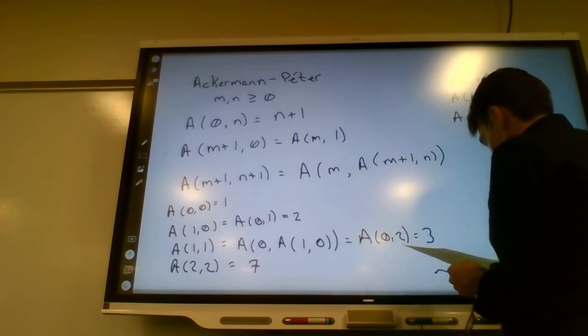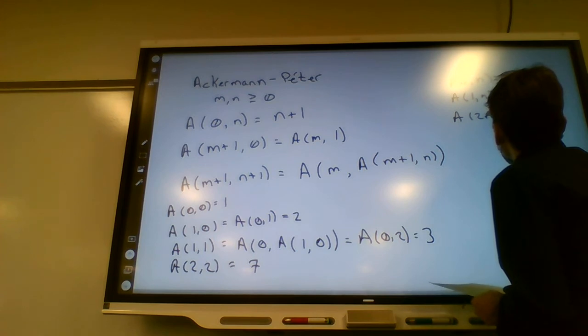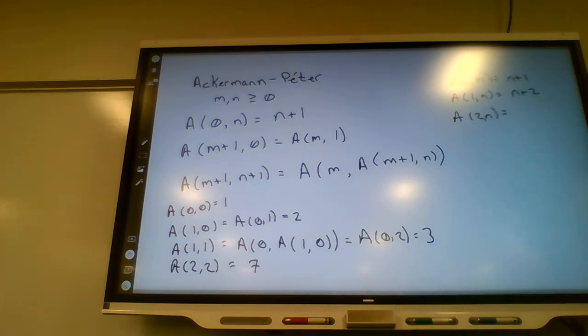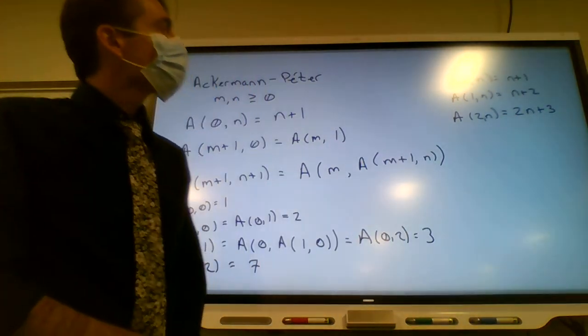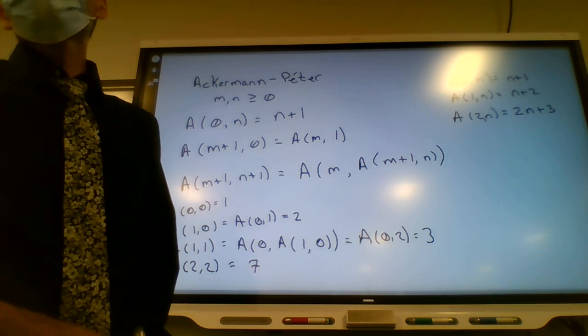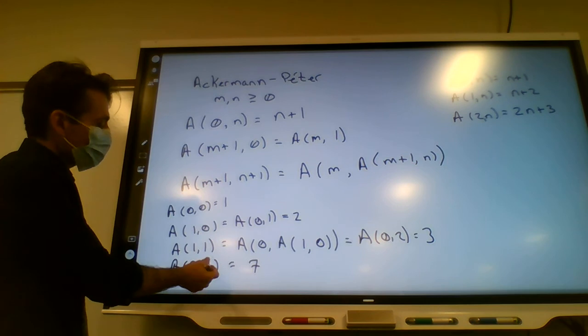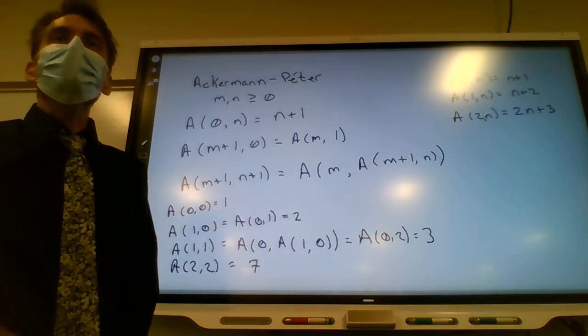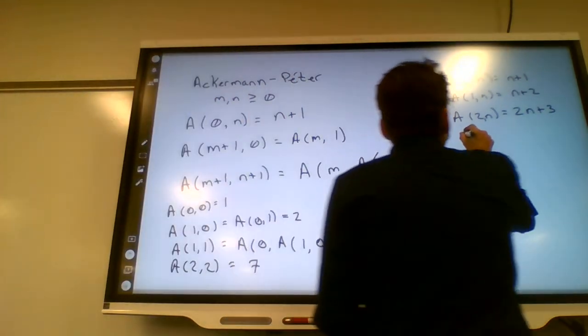2 and an n turns out to give 2n plus 3. And that's what happens right here. The n is 2, 2n plus 3 turns out to be 7, but there's a lot of steps to get there if you're working it all the way out.